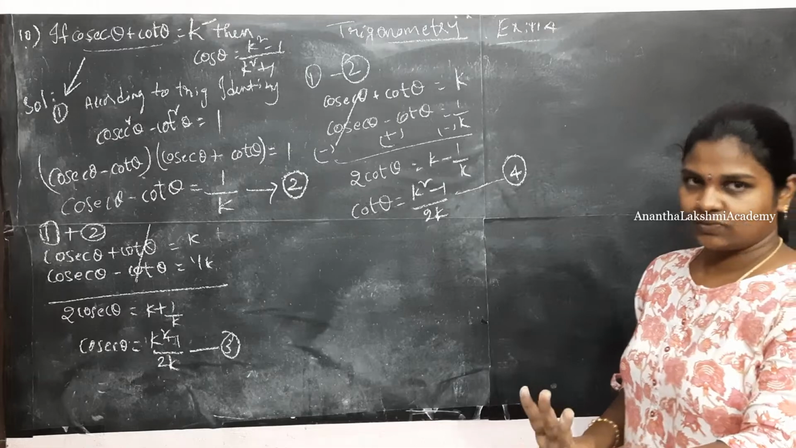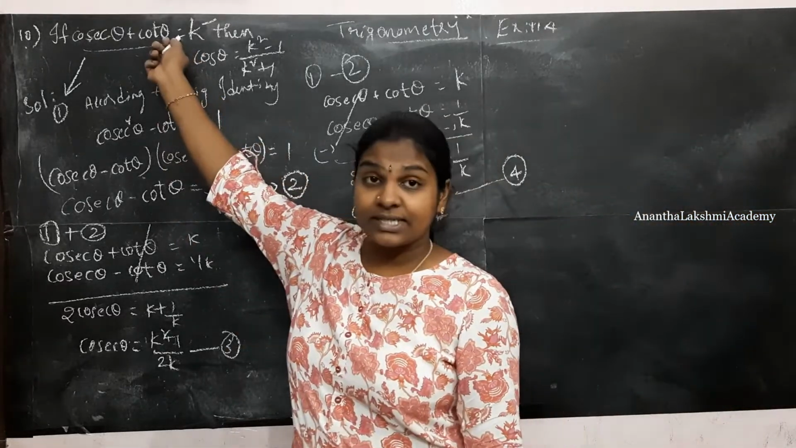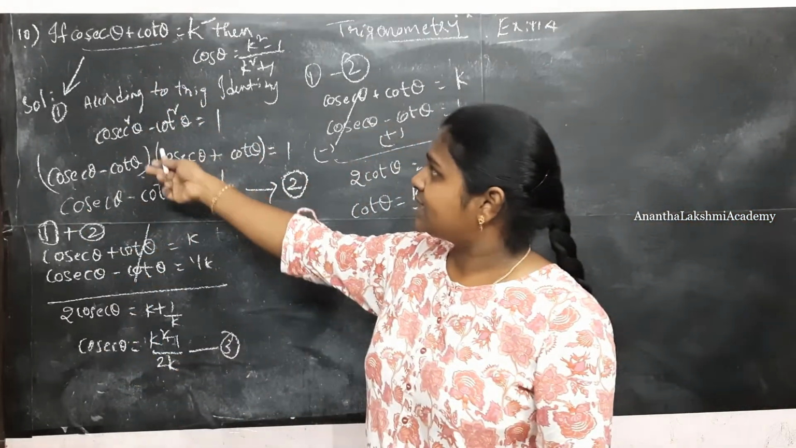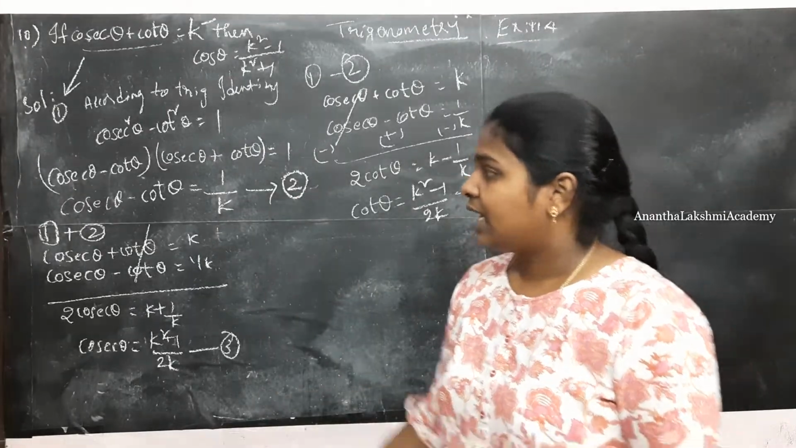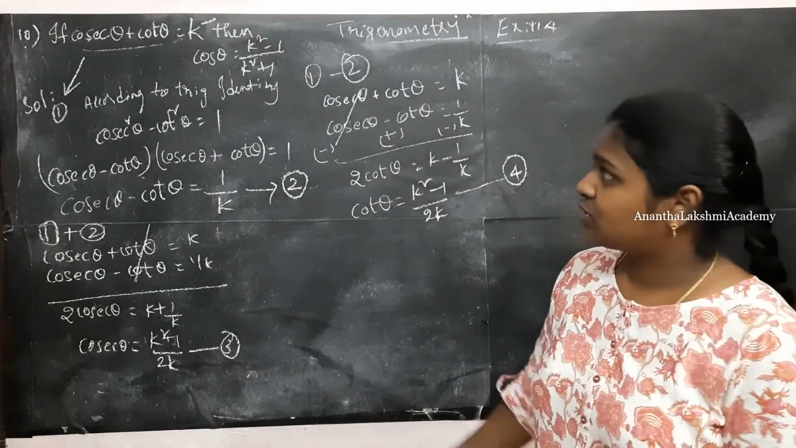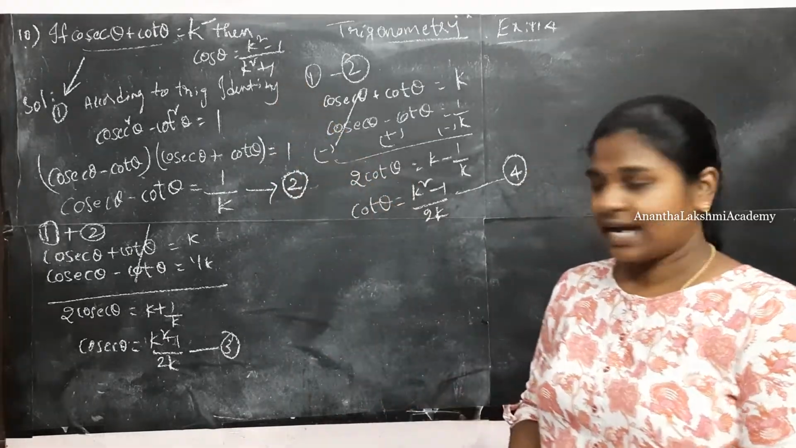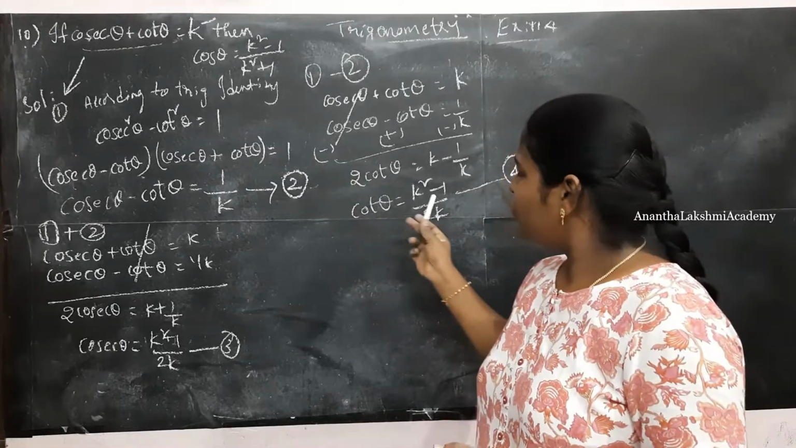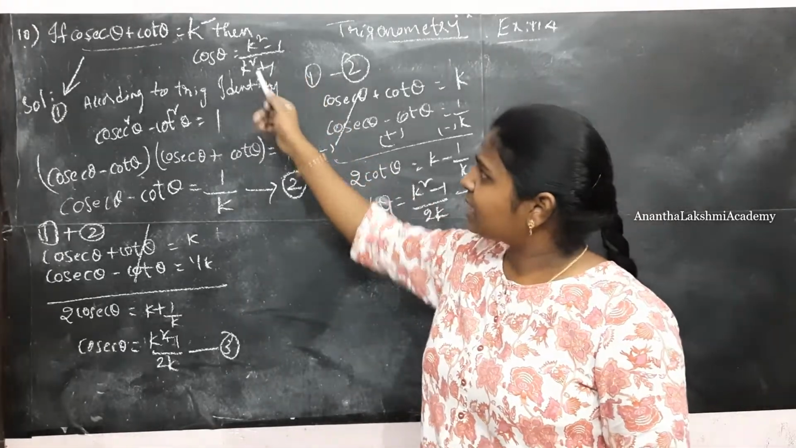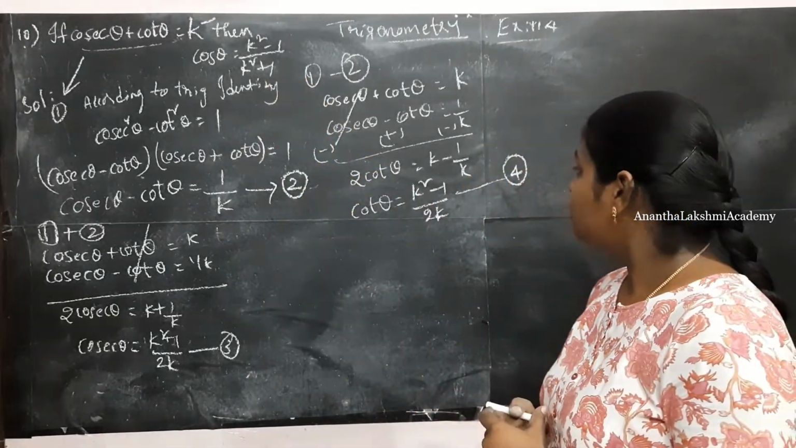So what have we done so far? Whatever is given, we consider it as equation 1. We derived cosecant theta minus cot theta as 1/k, and we did 1 plus 2 and 1 minus 2 to get k square plus 1 and k square minus 1. Now, we want k square minus 1 by k square plus 1. So how do we do this?